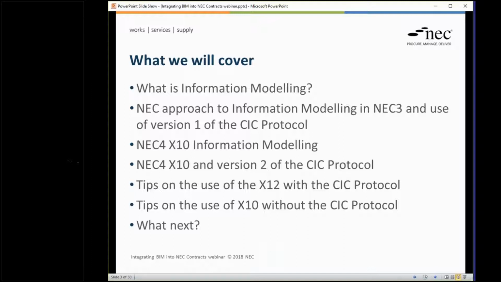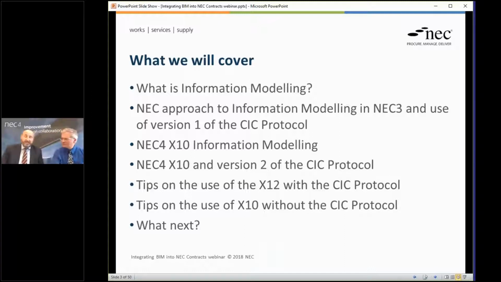Let's look at the NEC approach to information modelling in NEC3 and as it related to the first version of the CIC protocol, just very briefly. Then we're going to look in some detail at NEC4 X10 and the secondary option of information modelling. Then we'll look at how that works together with the CIC protocol and talk about the practice note that NEC has produced to cover that issue. Towards the end, we'll talk about tips and tactics for using the NEC X10 with X12, the CIC protocol, and how best to use those documents together.